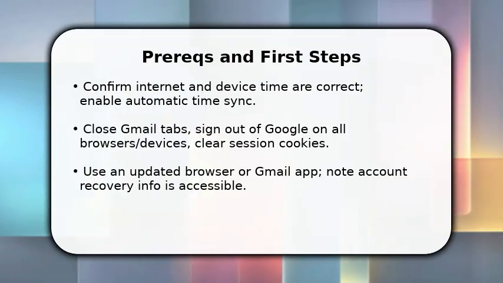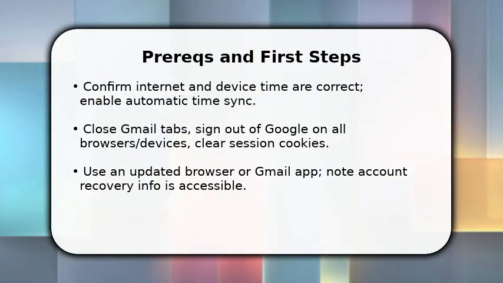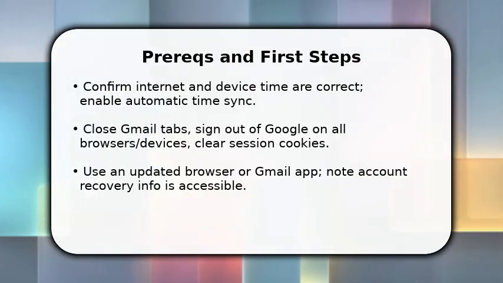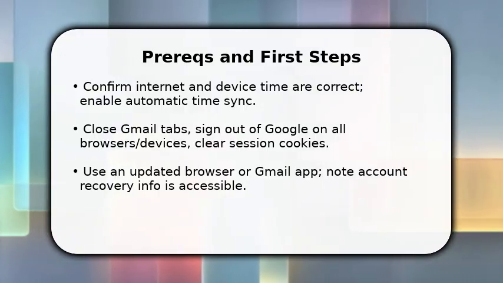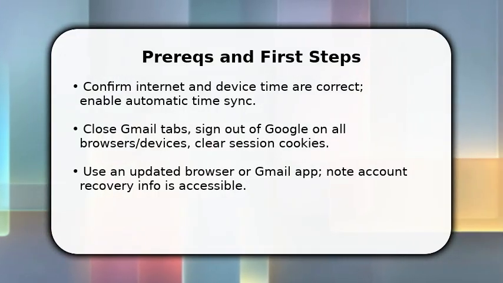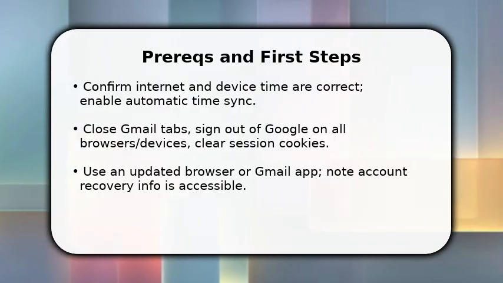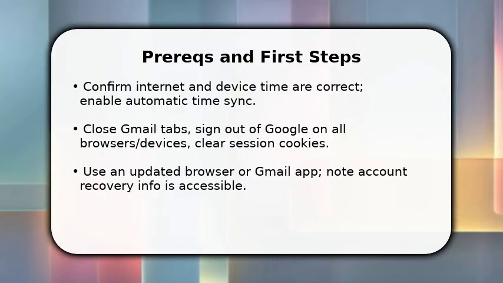You start by confirming prerequisites. Make sure your device time and time zone are accurate and internet is stable, because authentication tokens depend on that. Once done, close all Gmail tabs and sign out of Google across browsers and devices to invalidate stale sessions.